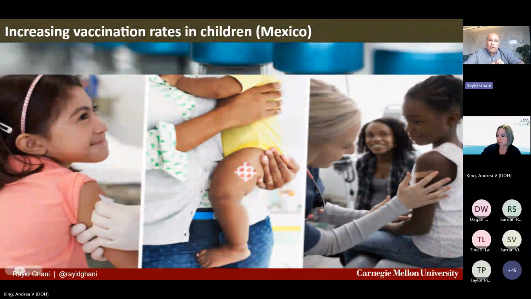This is some work we were doing. It started like 5 years ago, just before COVID and ran through COVID, which was with Mexico, around vaccination rates in children. The vaccination rates there are relatively low, not because of the crazy reasons in the US, but because of lack of supply, lack of access, lack of awareness.